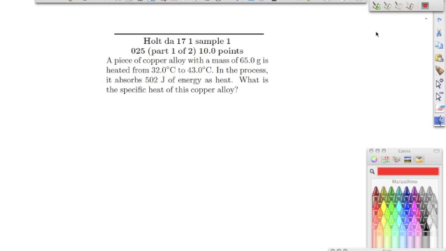On number 25, it says a piece of copper alloy with a mass of 65 grams is heated from 32 degrees Celsius to 43 degrees Celsius. In the process, it absorbs 502 joules of energy as heat. It says, what is the specific heat of the copper alloy? So when we're working with specific heat, we know that the equation is Q equals MC delta T. Now Q is always going to be our energy or our joules, M is mass, C is our specific heat, and delta T is our change in temperature. Okay, change in temperature means final minus initial.